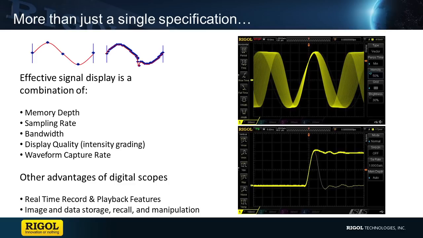So really effective use of an oscilloscope and proper visualization of your signals is a combination of these effects, right? Having enough bandwidth to make the signal, having enough sampling to see the signal correctly, enough memory to be able to look through it in time and update it quickly enough, and then how it actually displays on the screen as well.